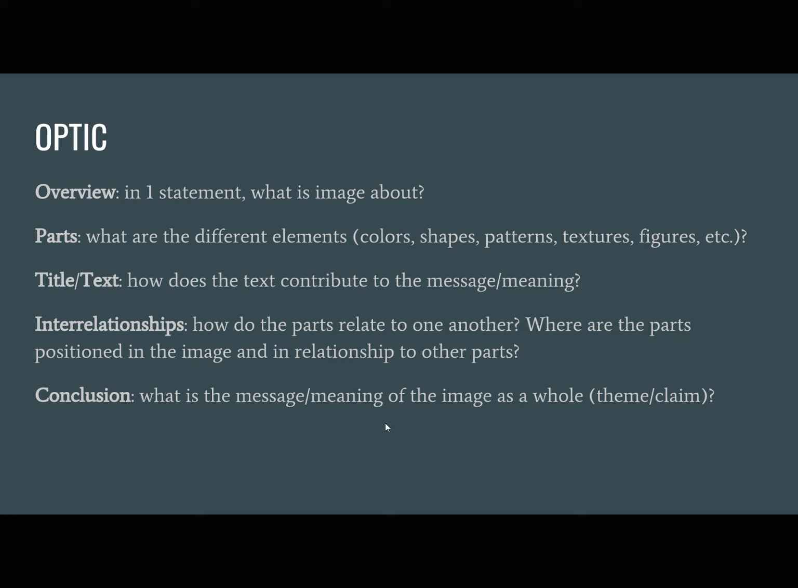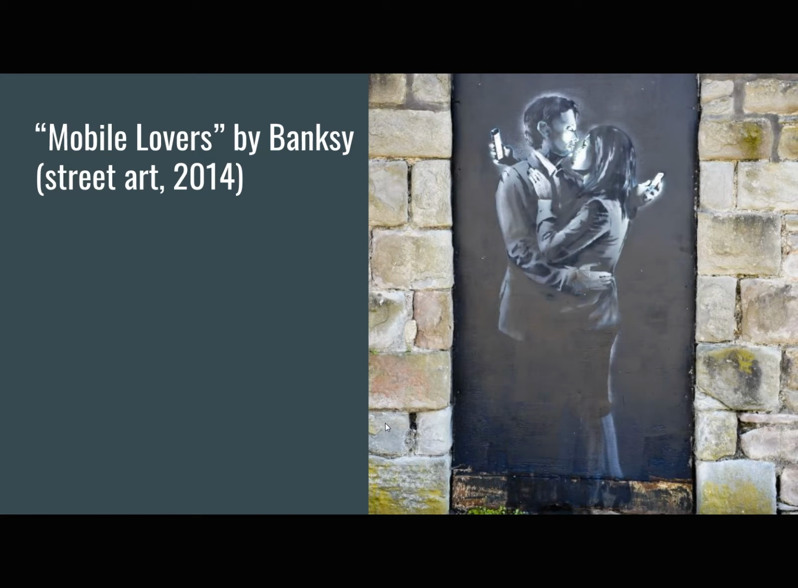So let's look at a very specific example. Here is Mobile Lovers by Banksy. And if you know who Banksy is, he's basically a street artist who has become pretty famous for making very political statements. And so in 2014, he did this image in his hometown. I'm not going to give you too much historical context. If you want to look it up, you can. But here, just take that image in for a second, right?